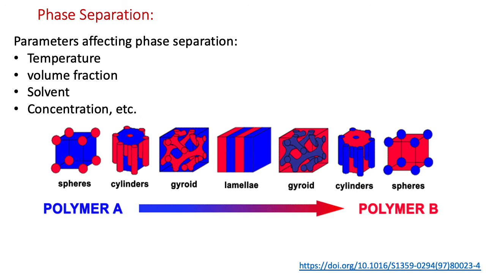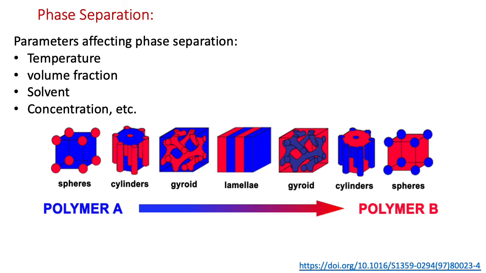And this picture here shows the different morphologies of diblock polymers that consist of polymer A and polymer B as a function of volume fraction, keeping all other factors constant. So as you can see, increasing B volume fraction, we start to move from spheres to cylinders and then gyroids and then laminar morphology, and then we reverse the compositions.